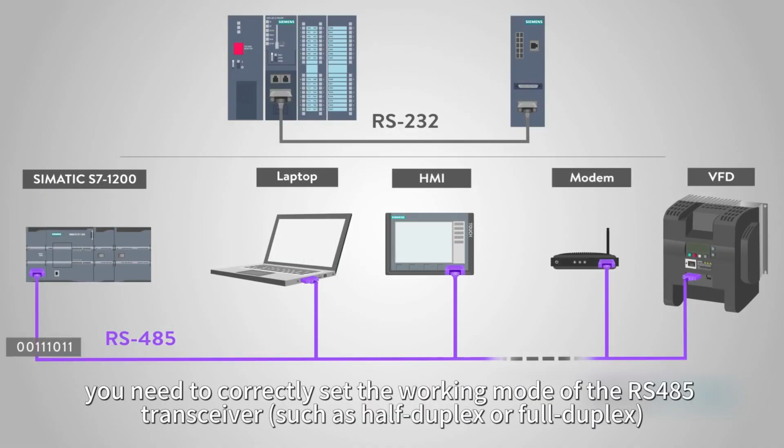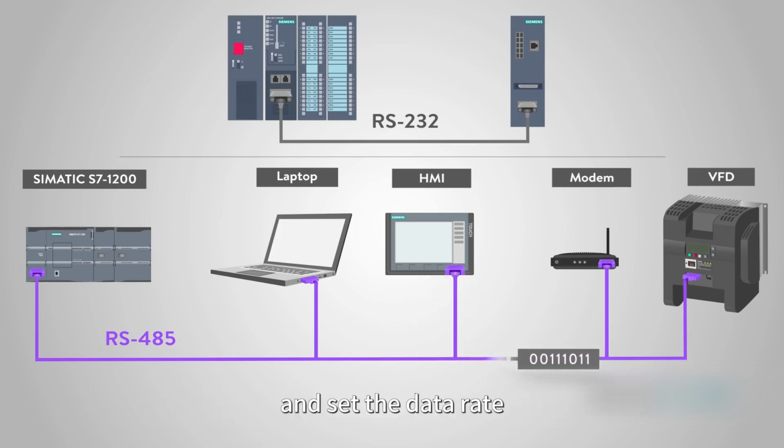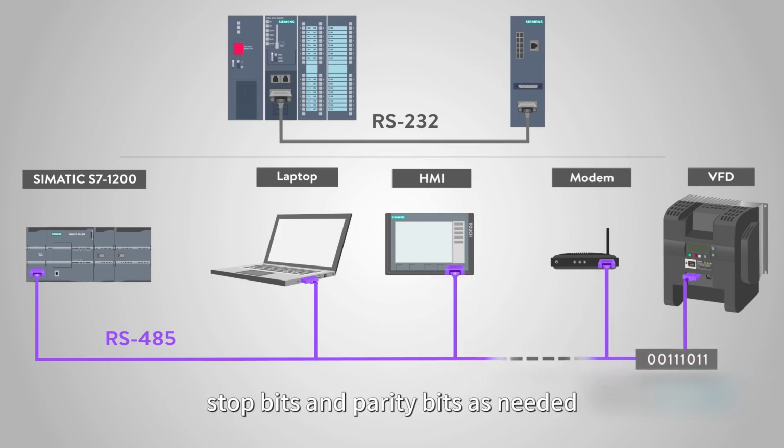In the software, you need to correctly set the working mode of the RS485 transceiver, such as half duplex or full duplex, and set the data rate, data bits, stop bits, and parity bits as needed.